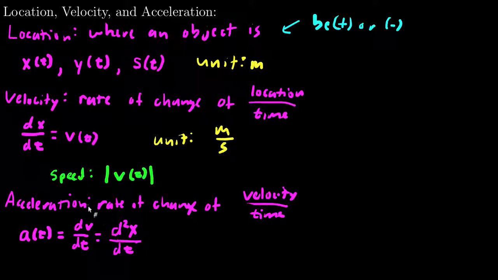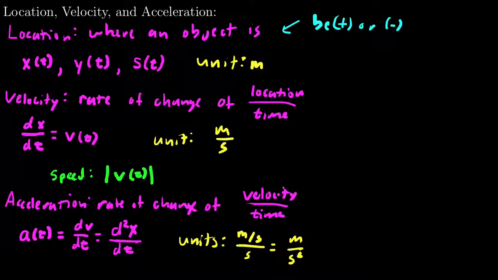And you can notice the units. Well, if velocity was in meters per second, and I'm taking the rate of change of this with respect to time, we're going to get something like meters per second squared. Again, it's just an example. I could have kilometers, I could have minutes, hours, but that's the type of thing we see.